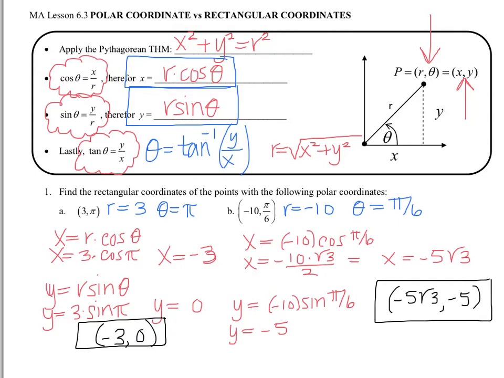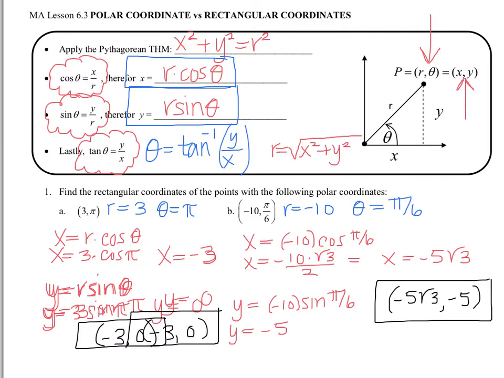Now for y, I'm going to get y equals r sine theta. So this is going to be 3 times the sine of pi. Sine of pi is 0, and therefore I get y equals 0. So these coordinates, 3 and pi, have become the point -3, 0.